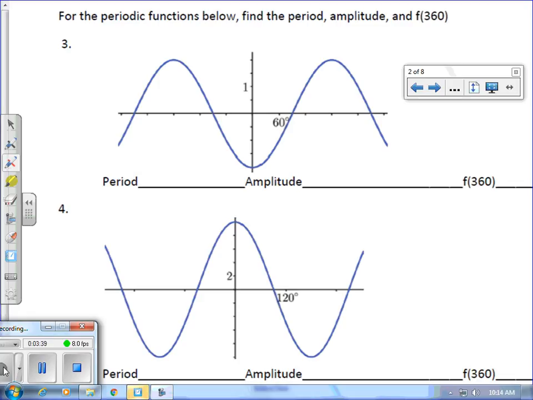Number 3, if we start at the y-axis, we never finish a complete cycle before we run off the picture. So we might want to pick a different method. Find the distance between those two, that is one cycle. So then we have to see how far that is. We've got a scale here, 60, 120, 180, negative 120, negative 180, 360.